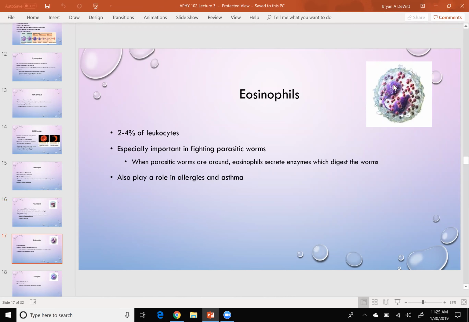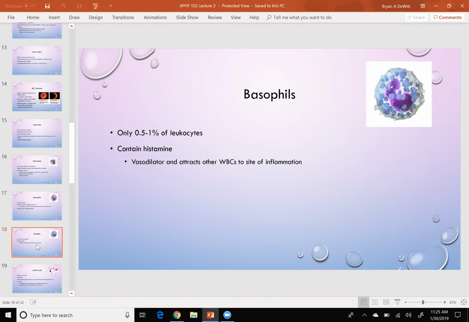They're kind of gross. They destroy parasitic worms. So you would see elevated eosinophils in someone who has a parasite. So that's kind of gross. They secrete enzymes and they digest the worms chemically. They are also thought to play a role in allergies and asthma. So that's kind of fun.